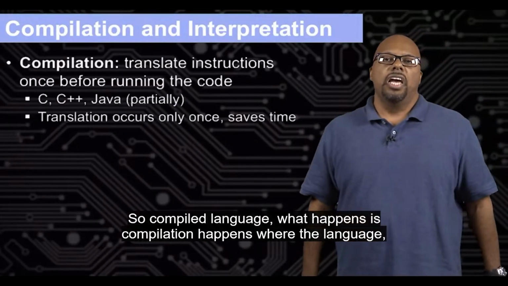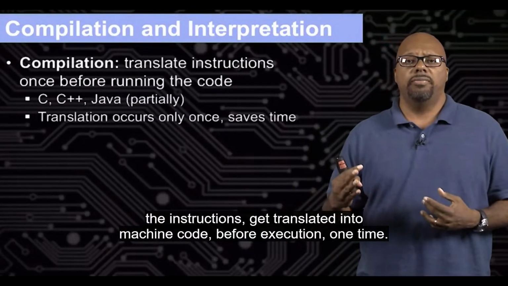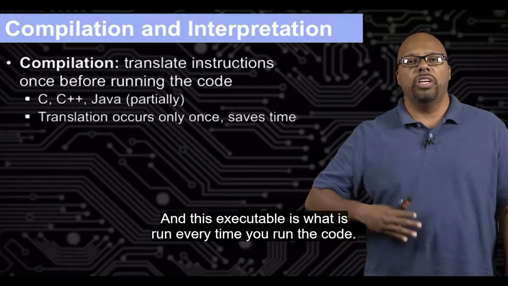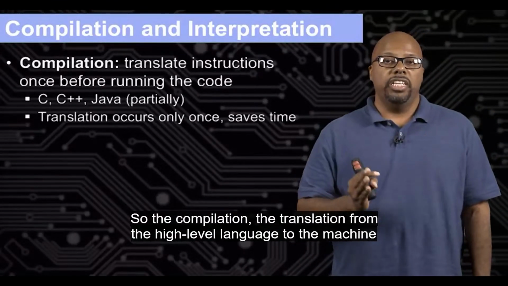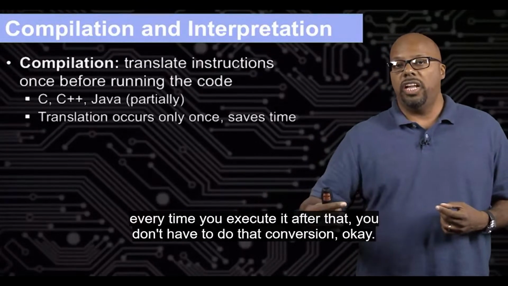With a compiled language, compilation happens where the instructions get translated into machine code before execution, one time. And you get what's called an executable at the end, which is basically the machine code, plus some extra data, but essentially machine code. And this executable is what is run every time you run the code. So the translation from the high-level language to the machine code happened one time before you executed it. And then every time you execute it after that, you don't have to do that conversion.